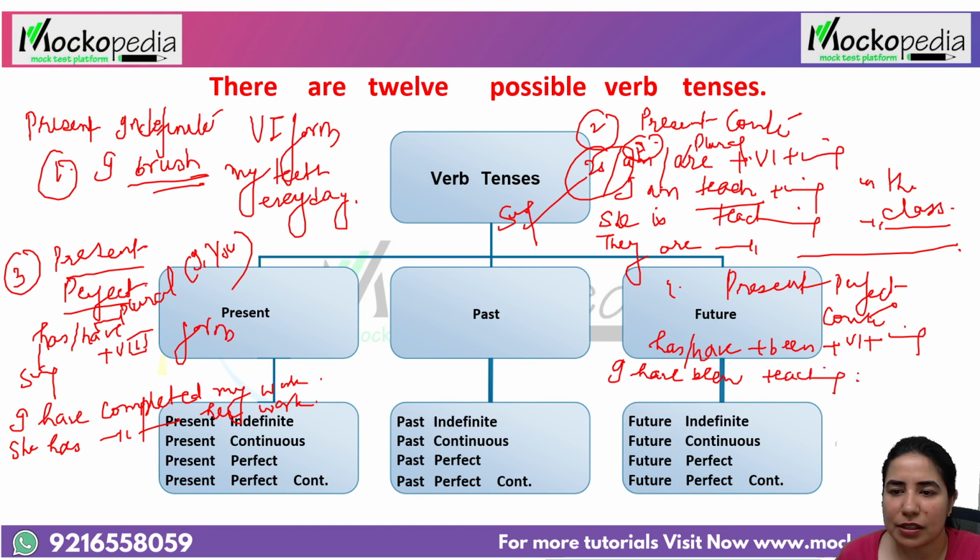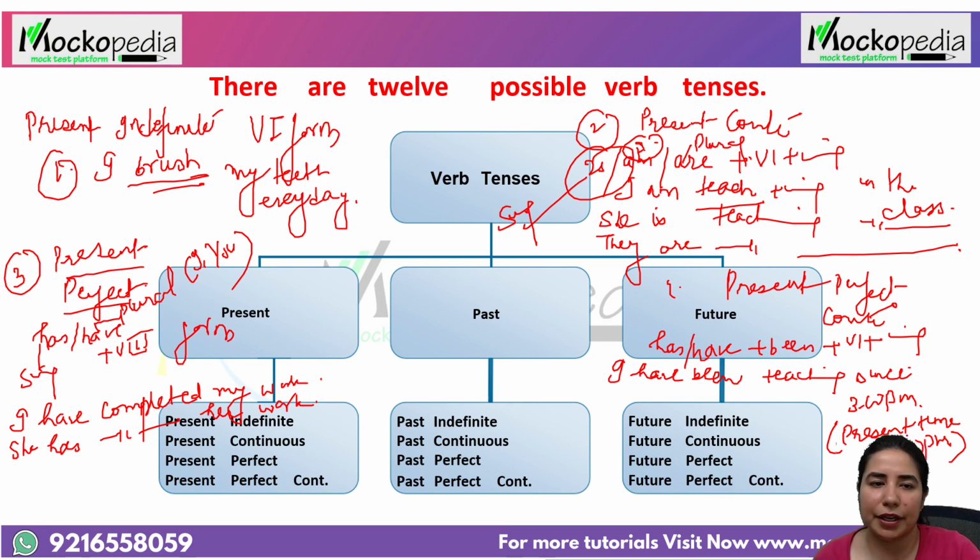teaching since 3 p.m. So imagine the time is 6 p.m. and I'm making the statement. So you can in the bracket write present time 6 p.m. So the action that is started in the past and still continuing. So you can quickly note it down, make some quick notes.